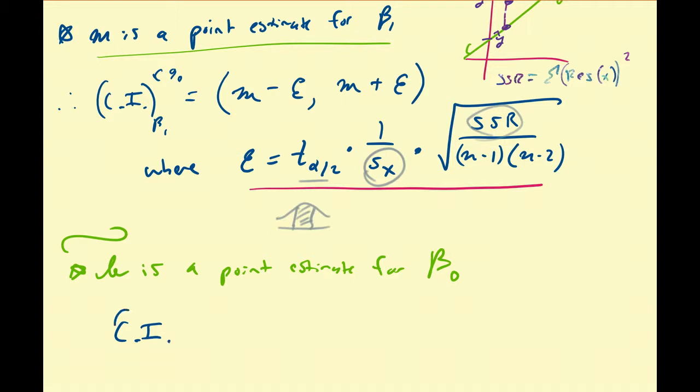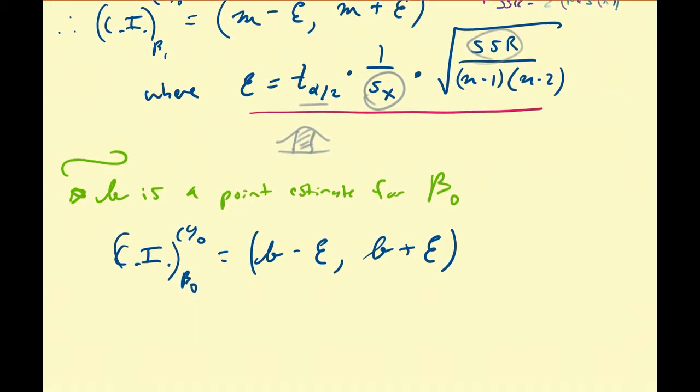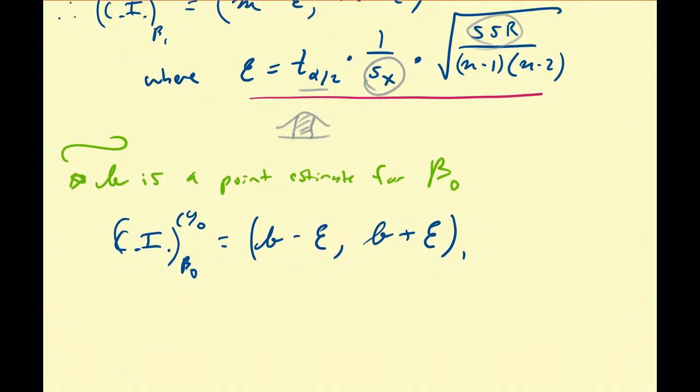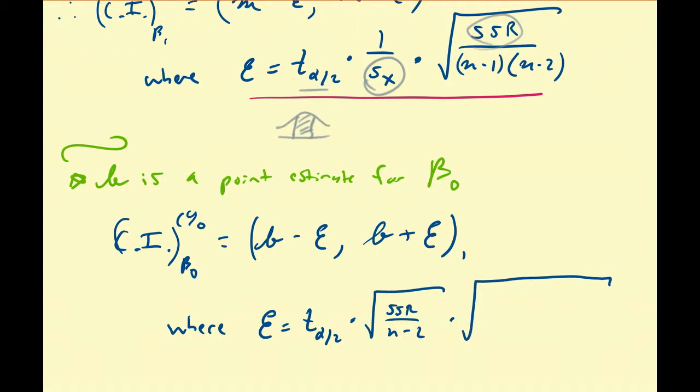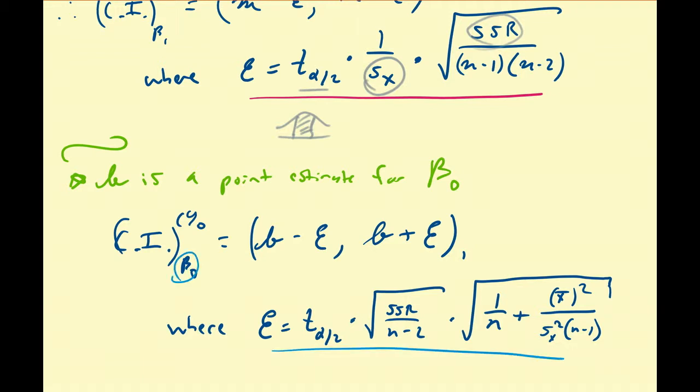So our confidence interval for beta 0 under some level of confidence is going to be equal to b minus some margin of error and b plus some margin of error, where the margin of error is going to take some structure. I'm not going to derive where this formula comes from, but in this case this is going to be equal to a t critical value times the square root of SSR divided by n minus 2, and this part is a little bit messy looking, but it's going to be the square root of the reciprocal of the sample size plus the square of the sample mean of x divided by the variance of x times n minus 1. And that gives us the margin of error for a confidence interval for beta 0. And then we can do some hypothesis tests based on that.